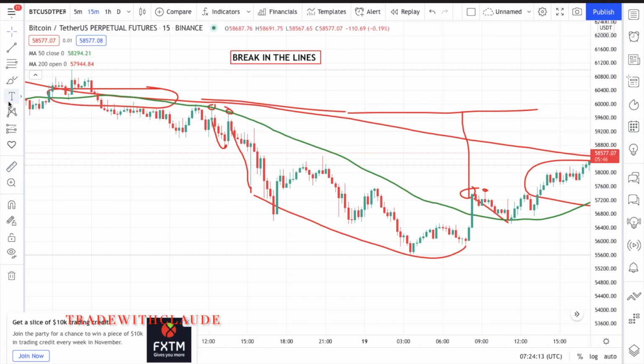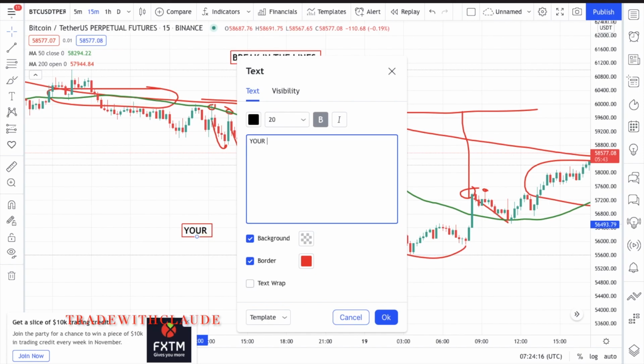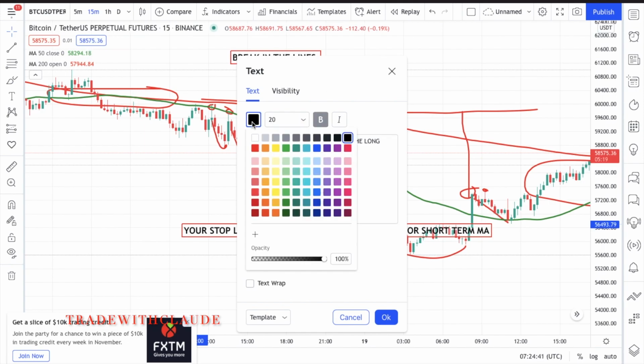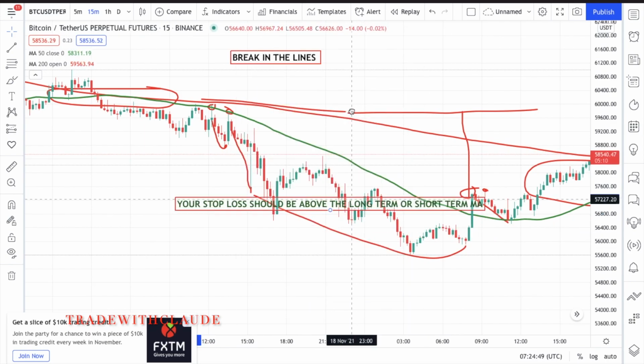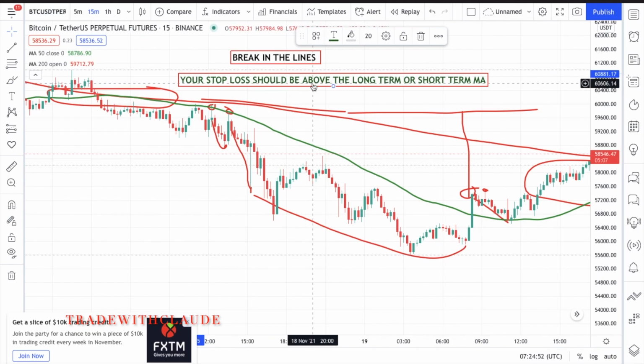So now the first rule is your stop loss should be above the long term or short term moving average. So what did I say here? I say your stop loss should be above the long term or short term moving average. I'm trying to get a good color, please be patient with me. Okay. So I said your stop loss should be above the long term.